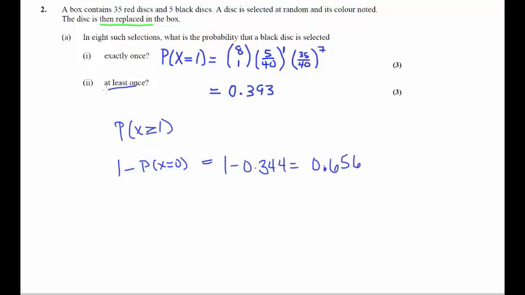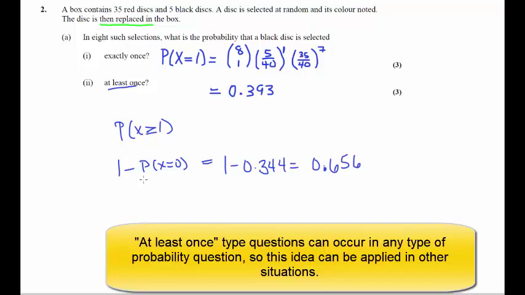I just wanted to highlight that when you see a question that says at least once, oftentimes it's easier to find out the chance of it not happening at all. So having 0 times that you pick a black disc and subtracting that from 1 gives you the probability of it happening at least once.